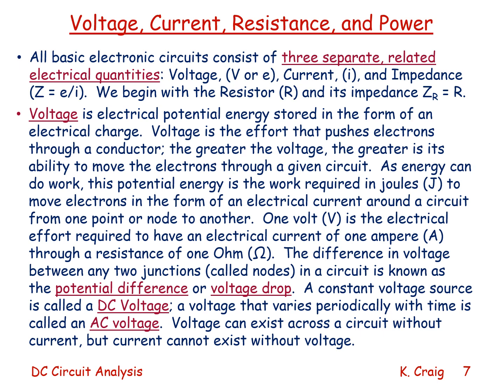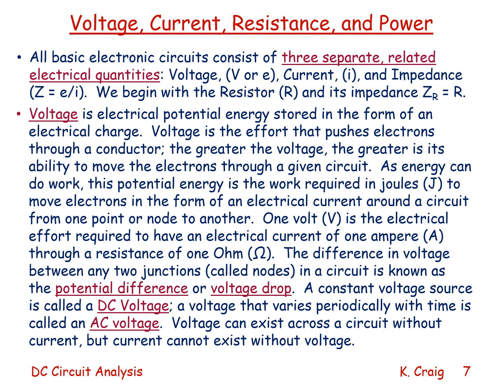Let's talk about voltage, current, resistance, and power. All basic electronic circuits consist of three separate, related electrical quantities: voltage, symbols are V or E; current, symbol is I; and impedance, the symbol is Z, and impedance is defined as voltage over current. We begin with the resistor, symbol R, and its impedance, Z sub R, which is the resistance, R, according to Ohm's law. Voltage is electrical potential energy stored in the form of an electrical charge.